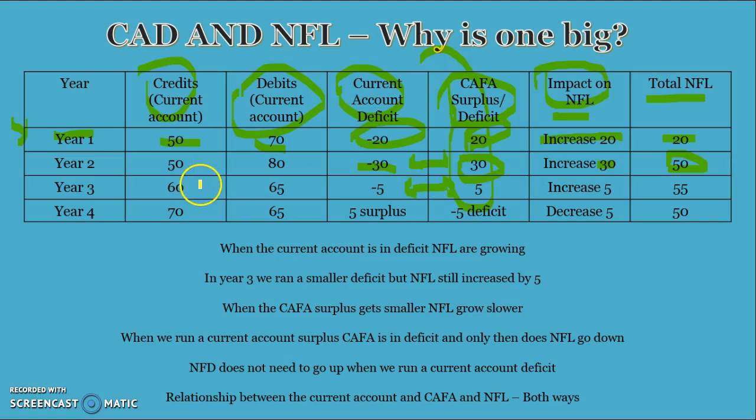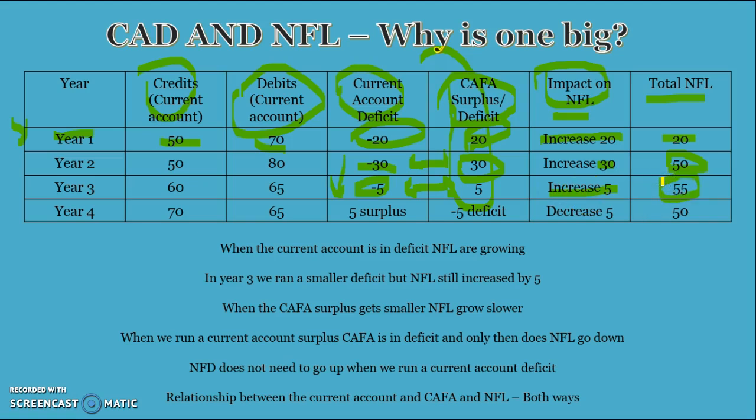In year 3, you can see we've got a significantly smaller CAD. It's down to -5, which means, again, this time we have a CAFA surplus of 5. So the current account deficit has fallen compared to the previous year, but because we're still spending more than we're earning, the net foreign liabilities will still grow. Our net foreign liabilities at the end of the year have still grown by 5.